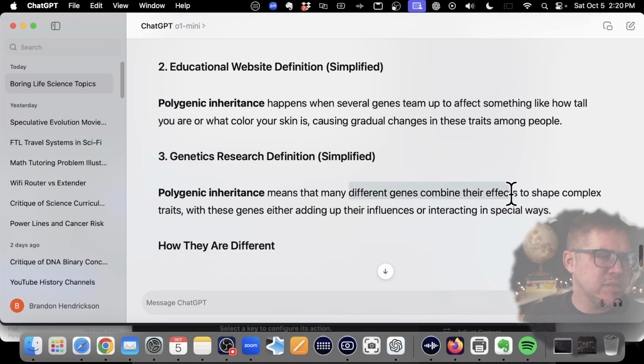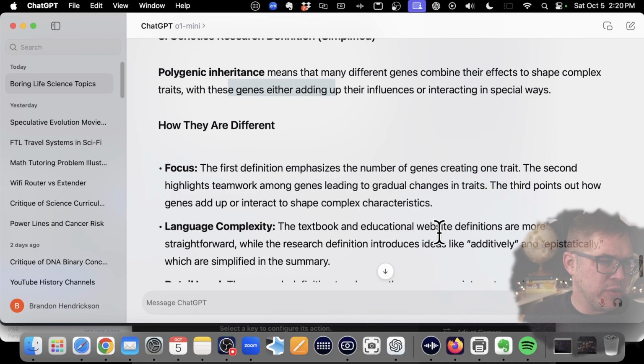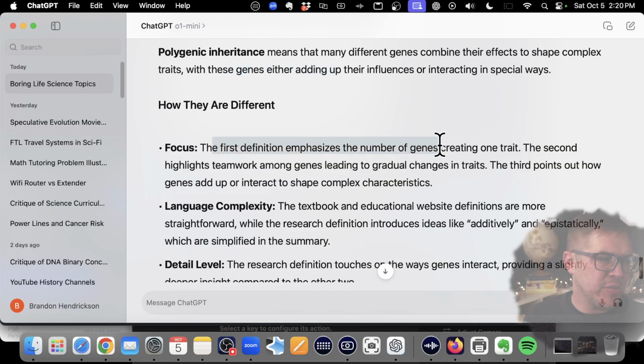Polygenic inheritance means that many different genes combine their effects to shape complex traits, with these genes either adding up their influences or interacting in special ways. How are they different? The first emphasizes the number of genes involved in one trait. The second highlights teamwork among genes. This is the number versus teamwork. That's different. The third points out that genes add up or interact to shape complex characteristics.